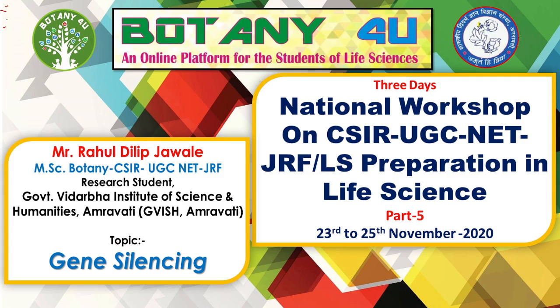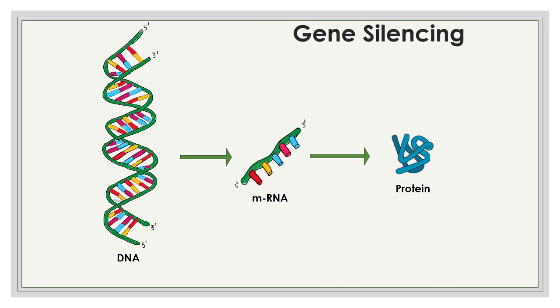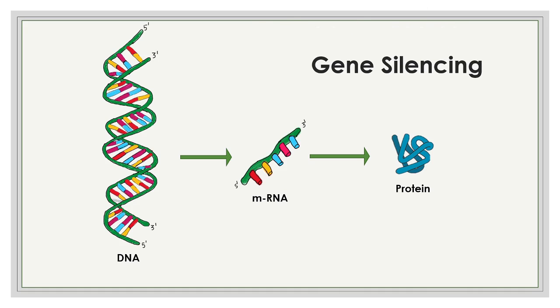Today I am going to deliver a lecture on gene silencing. Before going toward gene silencing, we must understand the mechanism of protein synthesis. You've seen the diagrammatic representation of protein synthesis, and you know very well there are two stages in protein synthesis: transcription and translation. During transcription, mRNA is formed, and during translation, protein is formed. So these are the two stages of protein synthesis.